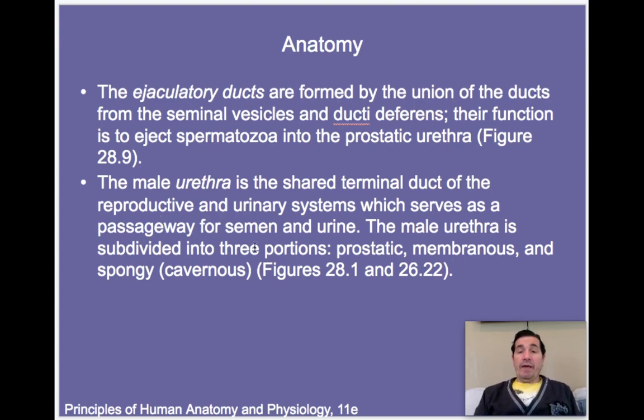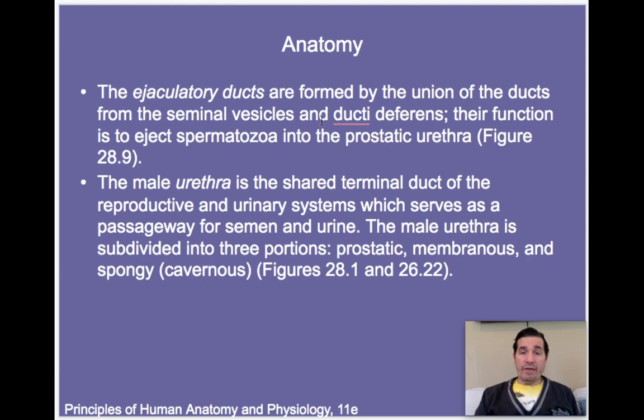We have the prostatic urethra, which is going through the prostate, the membranous urethra, which goes from the beginning at the prostate and ending basically at the penile structure. And then we have the spongy or cavernous urethra, which is where the penile structure is located. So we actually have those parts. I want you to realize that.